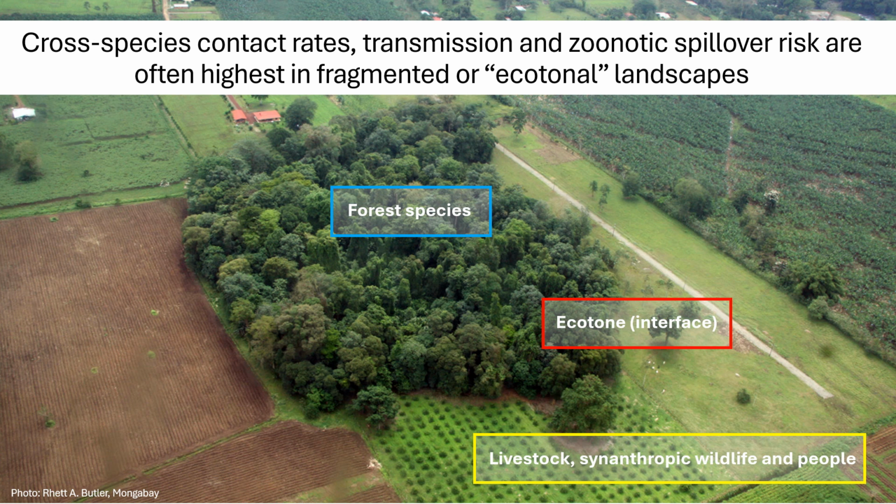So this is an example of what one might think of as a risky landscape, where we have a mixture of forest remnant in the middle here, and then some kind of agricultural system around the outside.